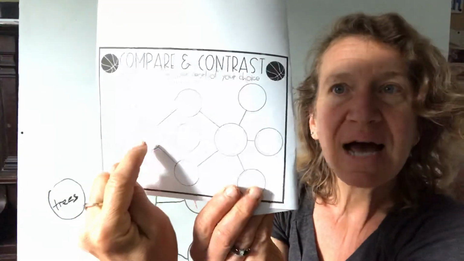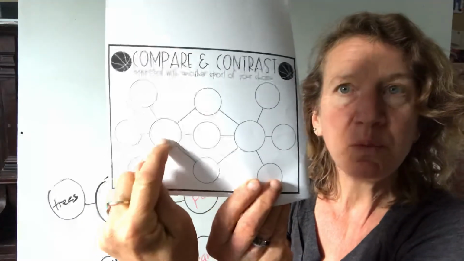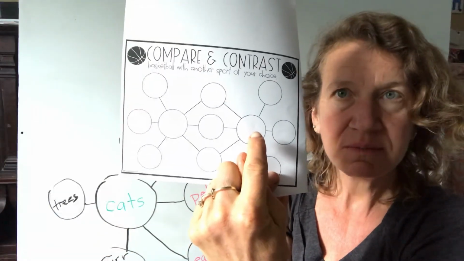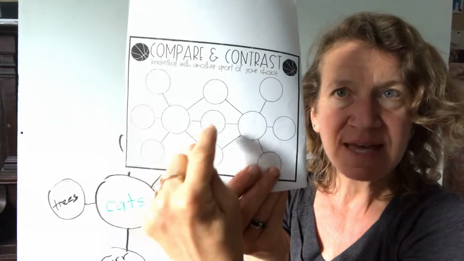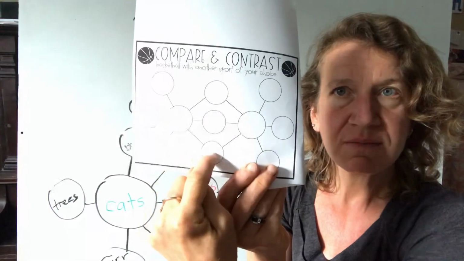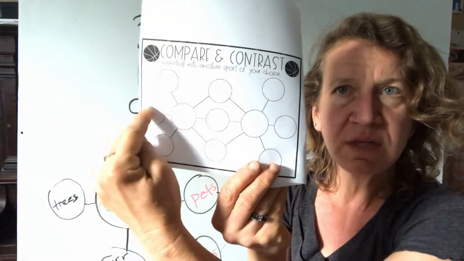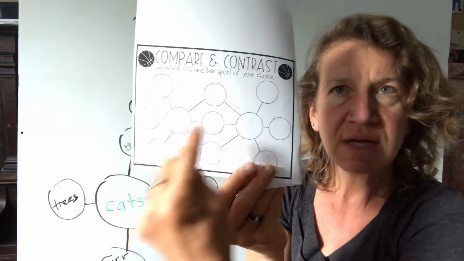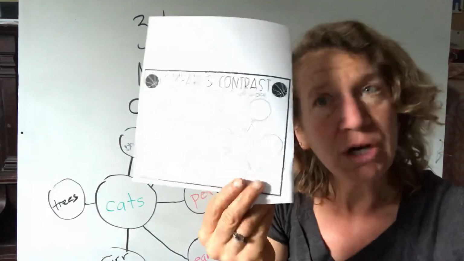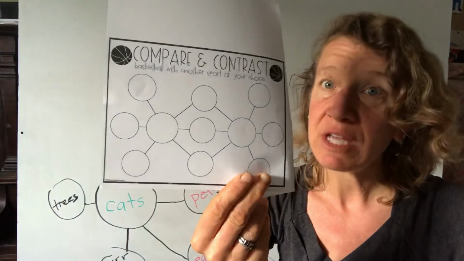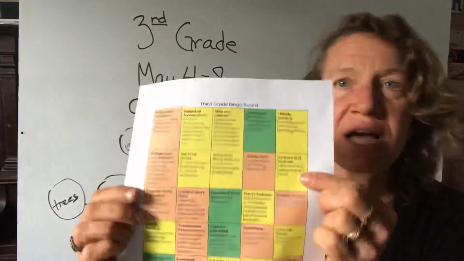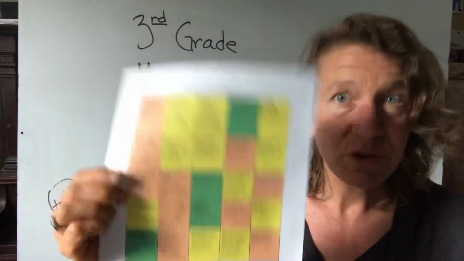You need to write basketball in this circle and another sport in this circle. You need to think of three things that they have in common and write them in these three circles. Then three things that only go with basketball here, and three things that only go with your other sport here. And then you are done comparing and contrasting two sports. And you can check off this box. Good job.